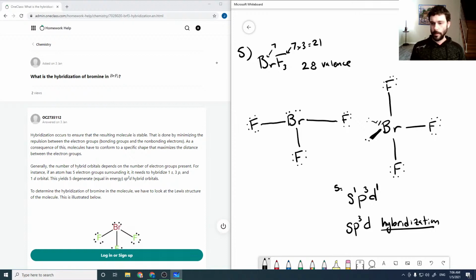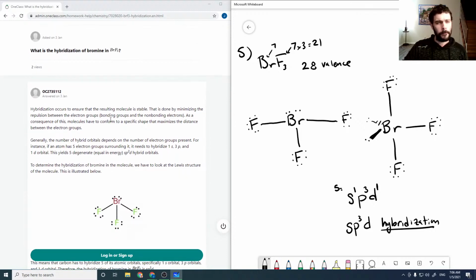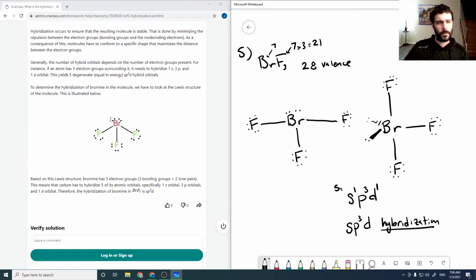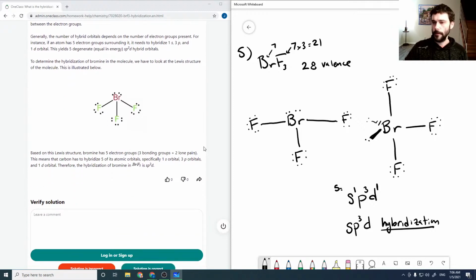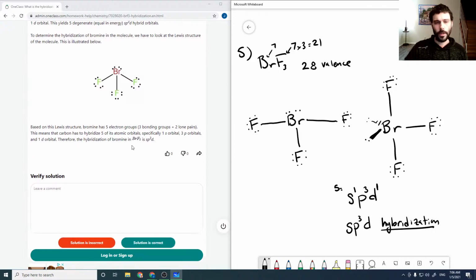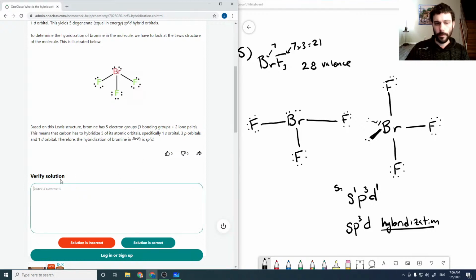Yeah, so an sp3d hybridization. To determine this, we look at the Lewis structure, count the number of groups bound to bromine, so in this case 5, and then we just have to make those values sum to equal 5, so we get sp3d. So that looks good. Solution is correct.